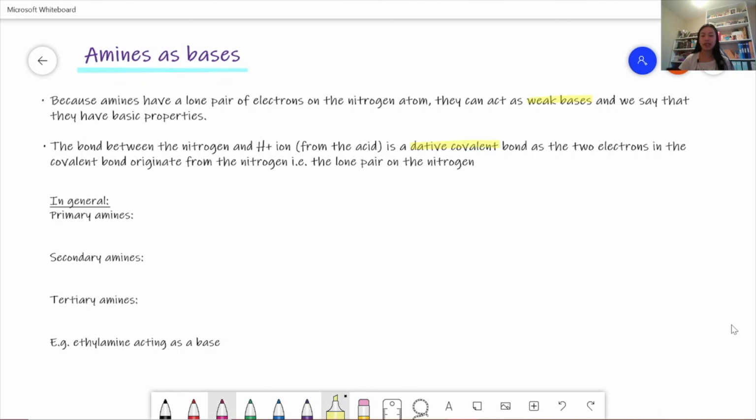So for example, we're going to look at general equations of amines acting as bases. So first, looking at primary amines, they have the structure R and then NH2. And so if we add an acid, so an H plus ion, what we form is R and then NH3.